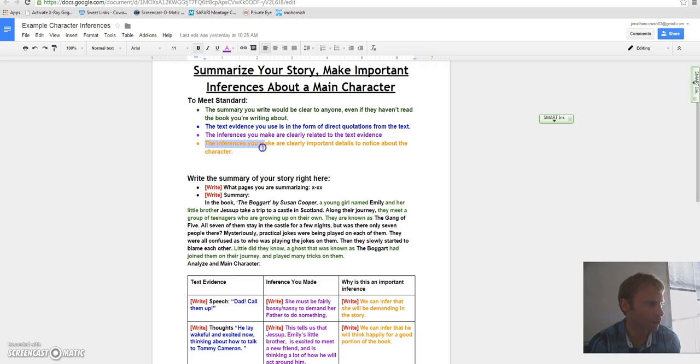And then it says the inference that you make are clearly important details to notice about the character. So beyond just having the evidence and beyond making an inference, you need to explain why is that inference so important in the text. And so what they wrote is, we can infer that she'll be demanding in the story, which would probably have a big impact in the text. This works and it totally meets standard.